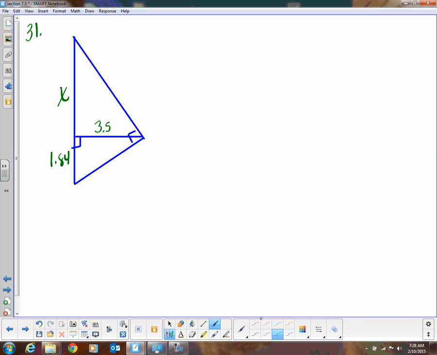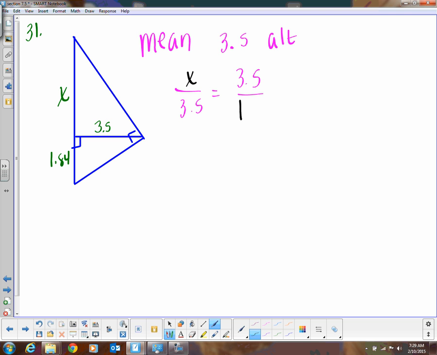What is our mean? Our mean is 3.5. Is it the leg or the altitude? If it's the altitude, it's going to go in the mean position of our proportion. What goes on each side? The segments of the hypotenuse, x and 1.84. So someone hopefully has a calculator. 1.84x is equal to 3.5 times 3.5. What's 3.5 times 3.5?